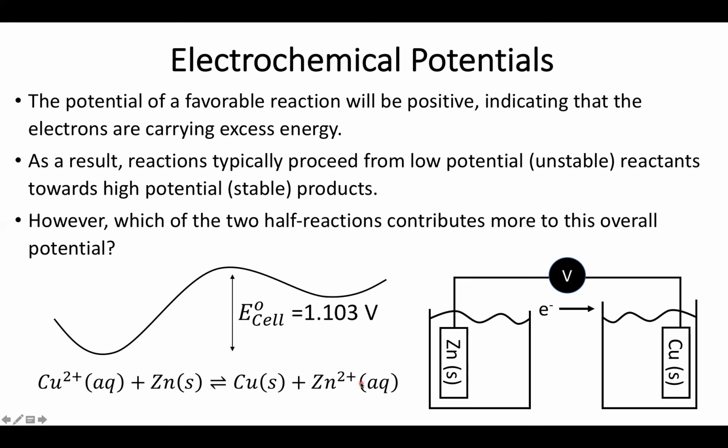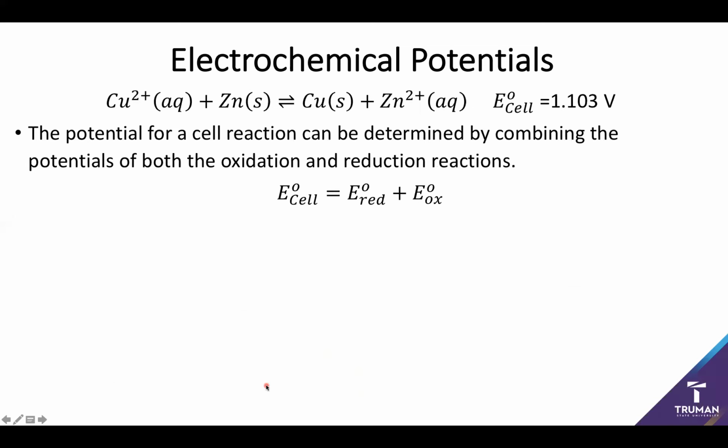In order to try and evaluate this, we need to break our potentials, just like our reactions, up into half reactions. One of the ways we can do this is taking our cell energy and saying, well, the energy for the total reaction is going to be the same as the energy for my reduction half reaction, plus the energy of my oxidation half reaction.